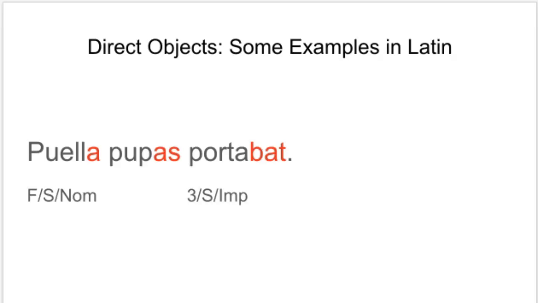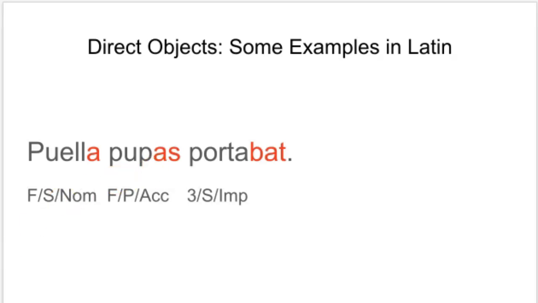Puella is feminine, singular, nominative, and pupas is feminine, plural, accusative. Now, sometimes a student will look at that AS and think, oh, how do I know that's plural accusative and not second person singular present tense? Because it kind of looks like a verb there. Well, there are a couple of things that help us tell that apart. First of all, if you know your vocabulary, you know that the word pupas is dolls. It's not a verb. But secondly, and maybe even more importantly, we already have the verb portabat, and we're not going to have another main action verb unless we have a compound sentence with some sort of conjunction, which we don't have here.